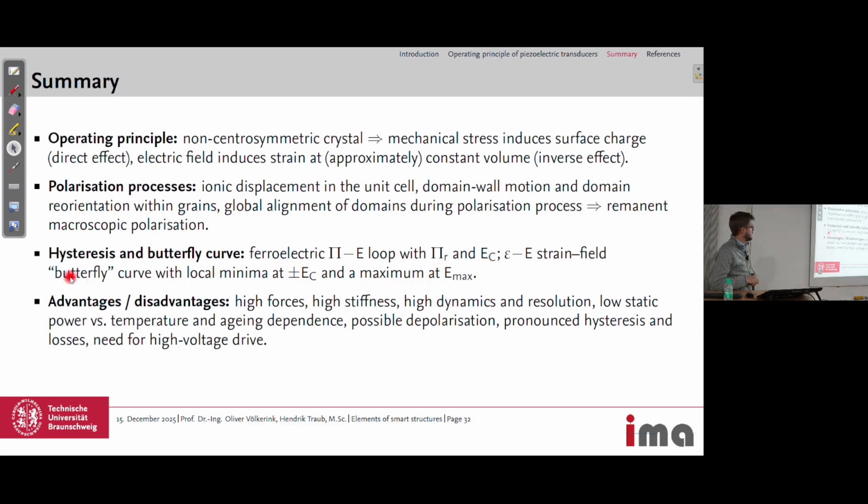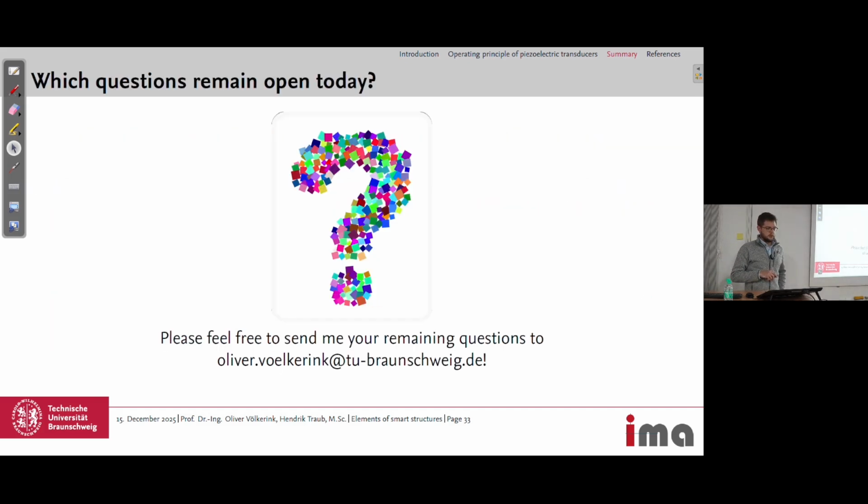And from the slide before, advantages and disadvantages: high forces, high stiffness. Piezoceramics have a Young's modulus up to 60 gigapascals, so we can really use it as a structural material. We have high dynamics and resolution. We only need low static power, but we have temperature and aging dependency, could depolarize it due to different effects, and we have a pronounced hysteresis, and we need a high voltage drive. So with this, I'm at the end for this lecture, and I'm open for questions.